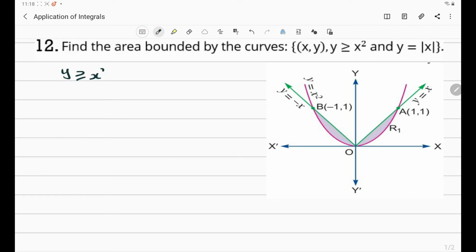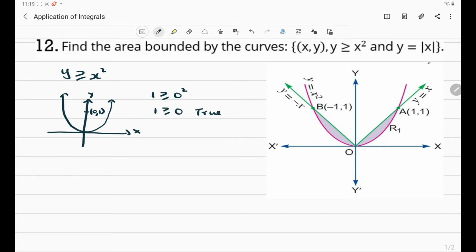So we plot the graph of y equal to x square, which is a curve symmetrical about the y axis, and we choose any point which is inside the parabola region, say for example the point 0, 1. When we substitute this point in the inequality, we get 1 greater than or equal to 0 square, or 1 is greater than or equal to 0, which is true, which means the solution lies inside the parabola region.